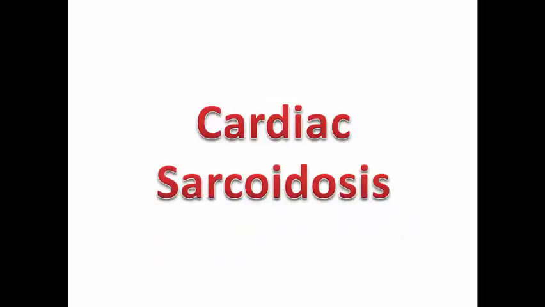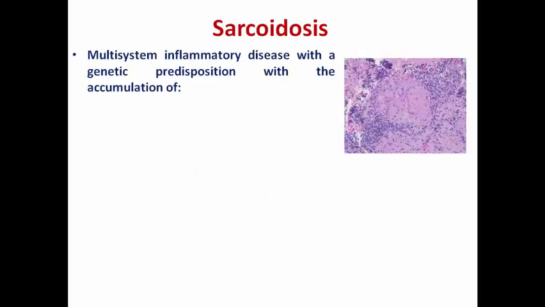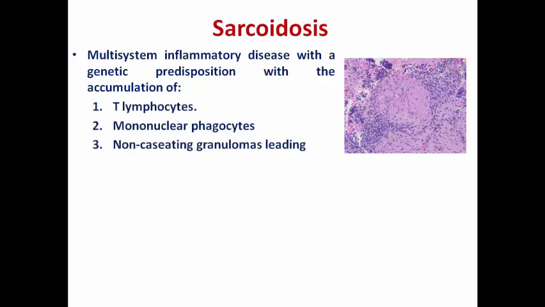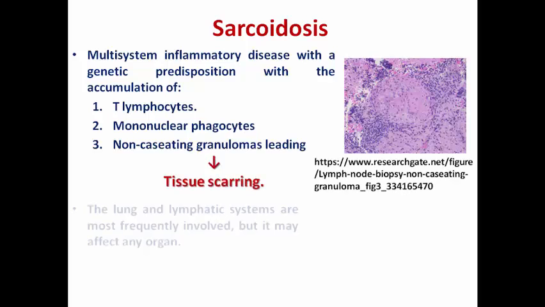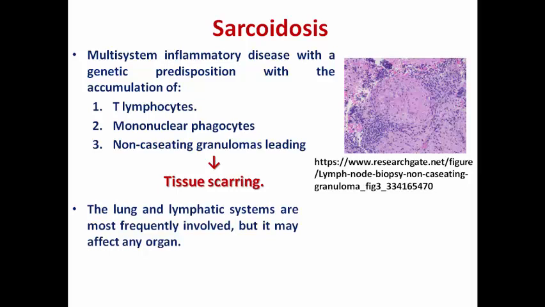What about cardiac sarcoidosis? It is a multi-system inflammatory disease with a genetic predisposition, with the accumulation of T lymphocytes, mononuclear phagocytes, and the famous non-caseating granulomas, leading to tissue scarring. The lung and lymphatic system are the most frequently involved organs, but it can affect any organ.